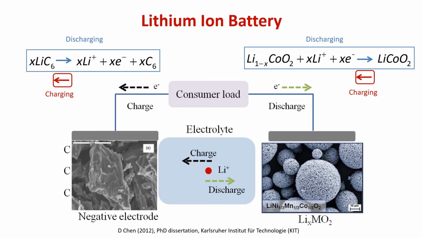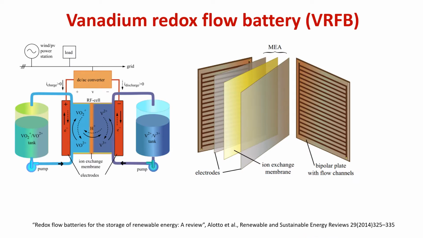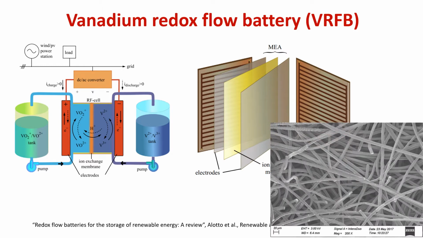For lithium-ion battery, the negative and positive electrodes are composed of graphite or metal oxides. The separator is also porous, allowing lithium ion to go through. There are other electrochemical devices such as this one, a vanadium redox flow battery, which has carbon felt material as the electrodes. Vanadium ion flows through the pores, whereas electrons are conducted through the fibers.